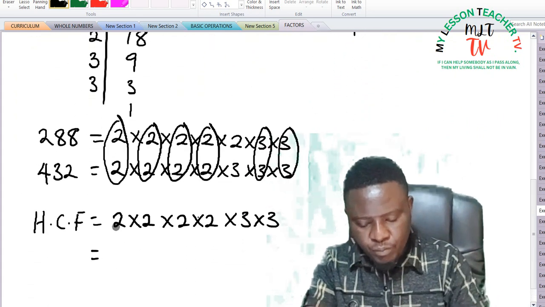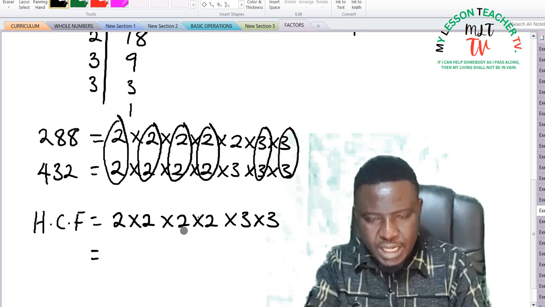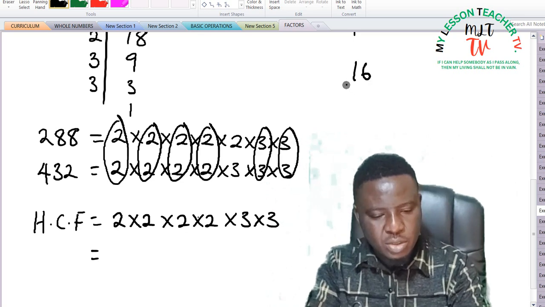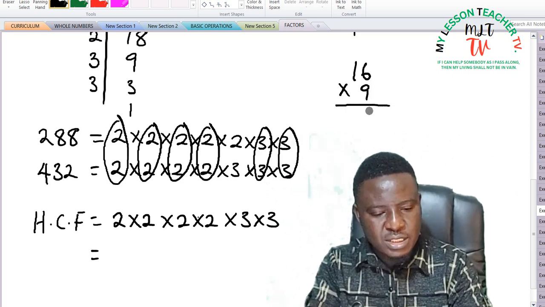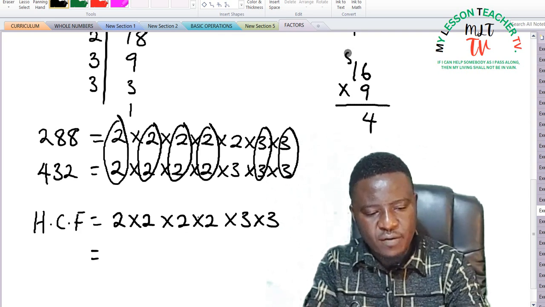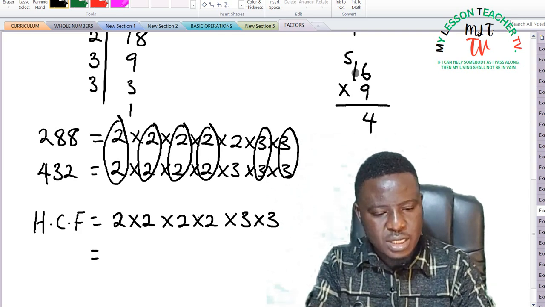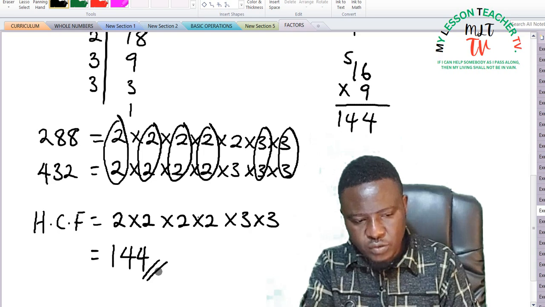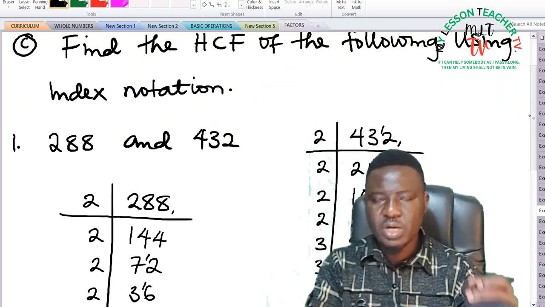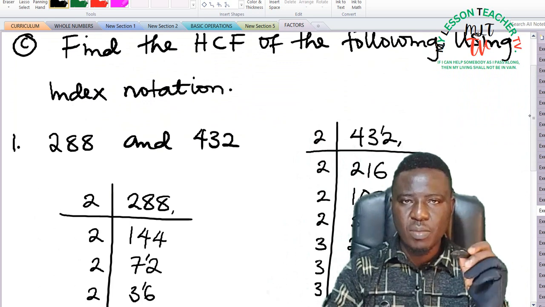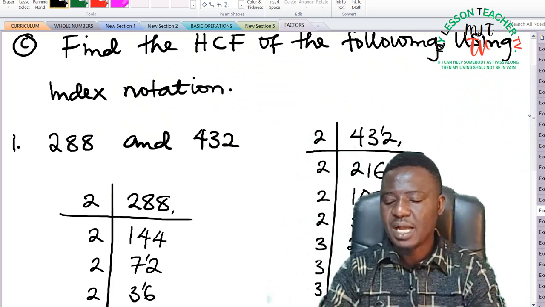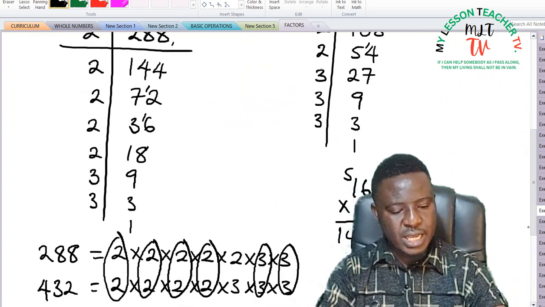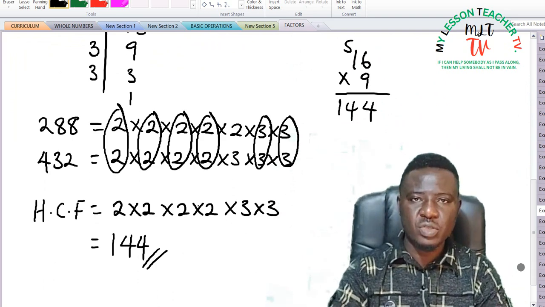So the HCF is going to be 2 times 2 is 4, 4 times 2 is 8, 8 times 2 is 16. 16 times 9. 9 times 6 is 54. You write down 4 and carry 5. 9 times 1 is 9 plus 5 is 14. So the HCF is 144. What that means is that 144 is the highest factor that can divide 288 and 432 without a remainder.